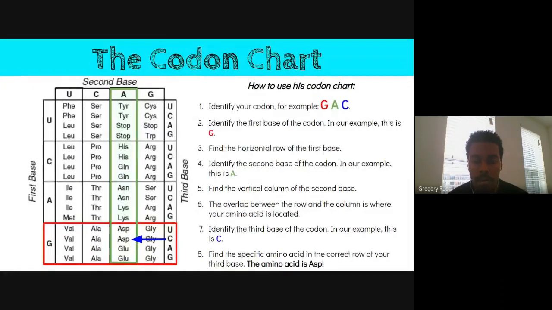So now is the time to write down these directions. You don't need to write down the examples, but let's just take 2 minutes to write this down, if you think you want to use this chart.